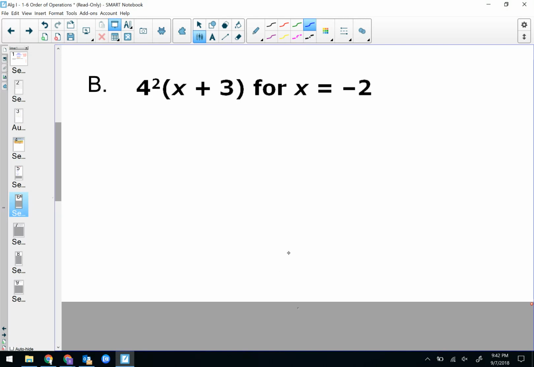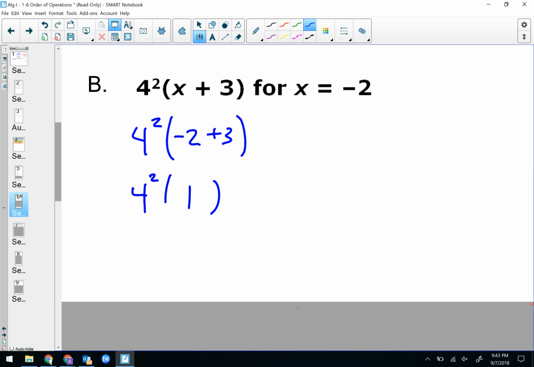Okay, so hopefully you've tried it by now. Let's plug in what we know. 4 squared, parenthesis, negative 2 plus 3. So that's where we plug in for x. Go with your parentheses first. 4 squared, negative 2 plus 3, positive 1.